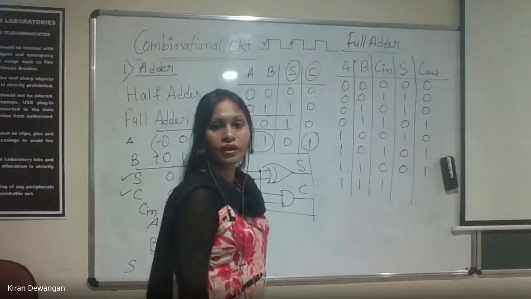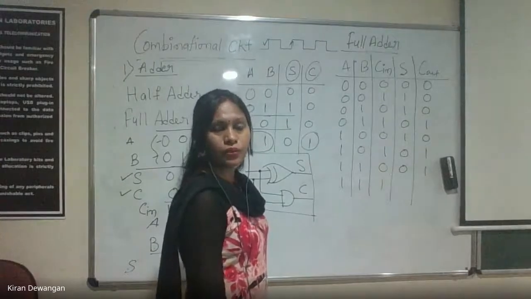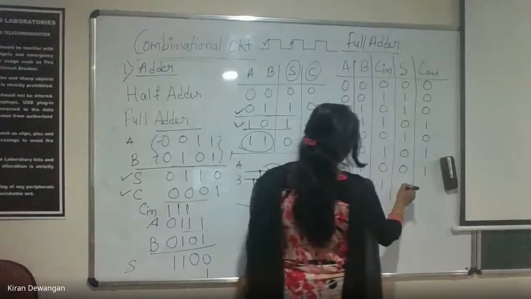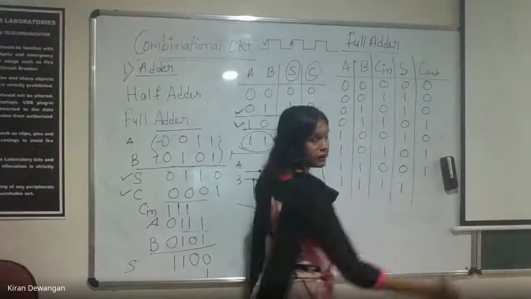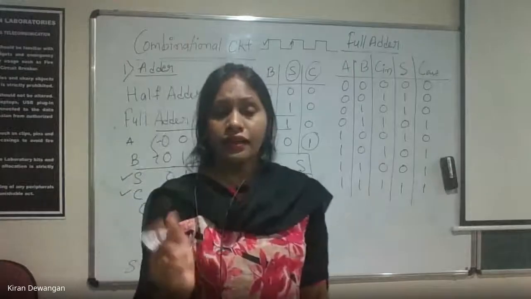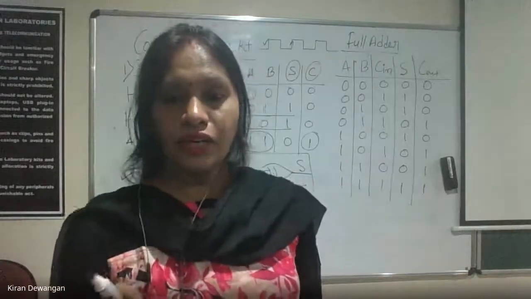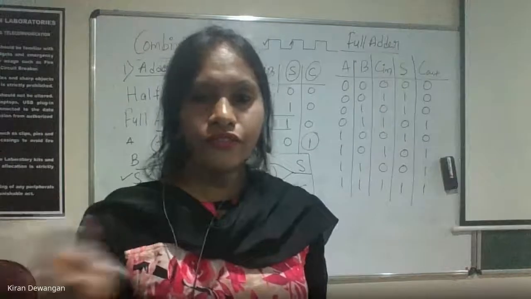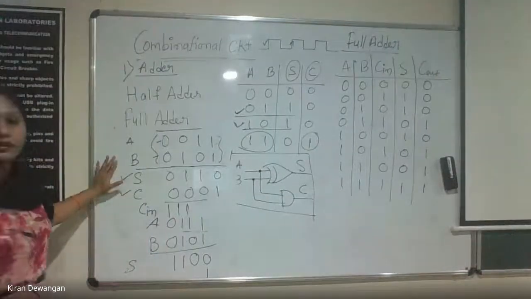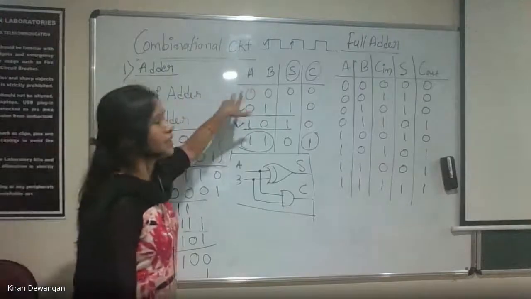Then 1 1 1. What will be sum and carry out? 1 1 1 में क्या होगा? Sum will also be 1 and carry out will also be 1. ठीक है? So that is the difference between half adder and full adder. Half adder we add only a single bit. हम यहाँ पर सिर्फ single bit addition करते हैं.